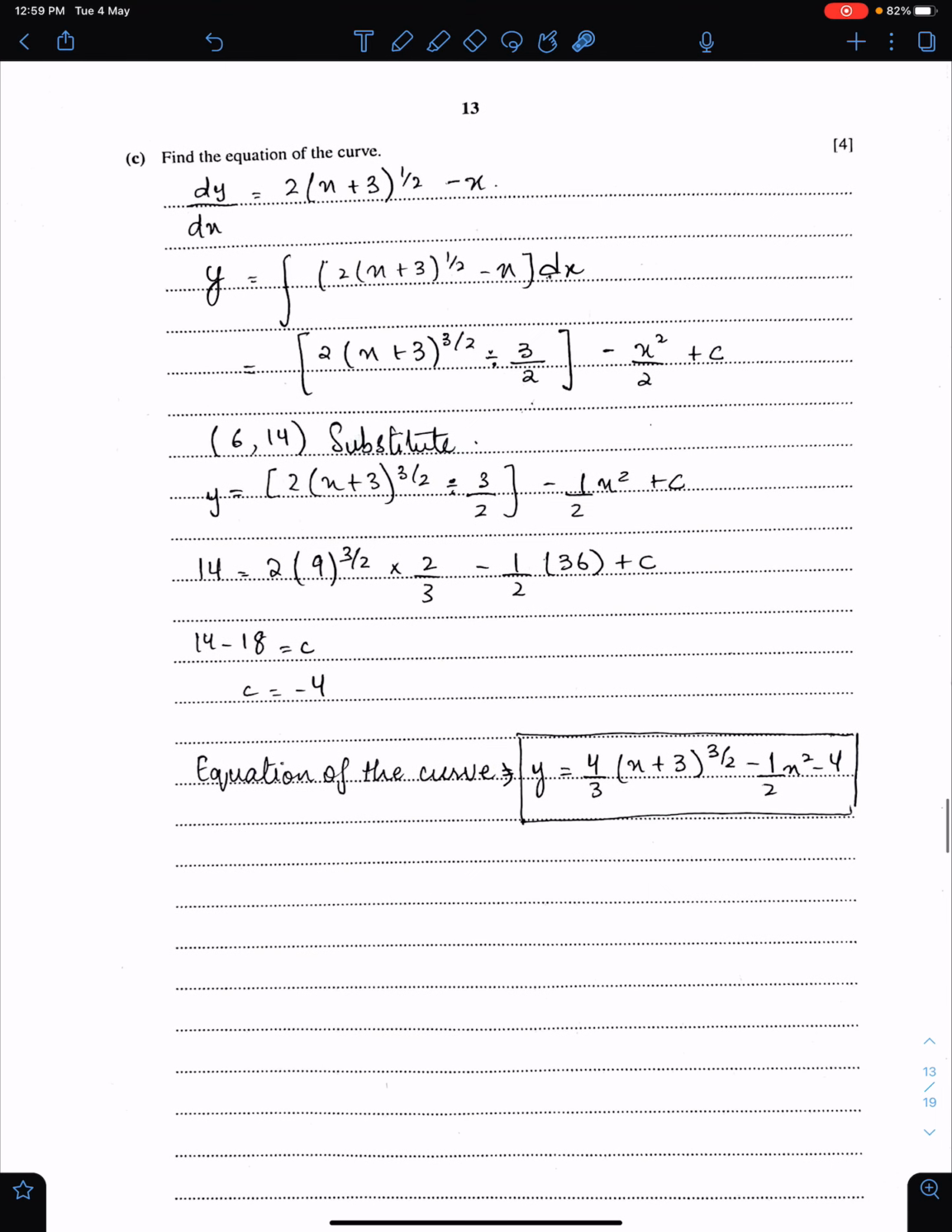Find the equation of the curve. For that, you need to integrate dy upon dx. So this left side will become y when you integrate this, and on right hand side, make sure you use a square bracket, because this sign of integral is multiplying with both the terms, and this dx is also multiplying with both the terms. So a square bracket is compulsory.